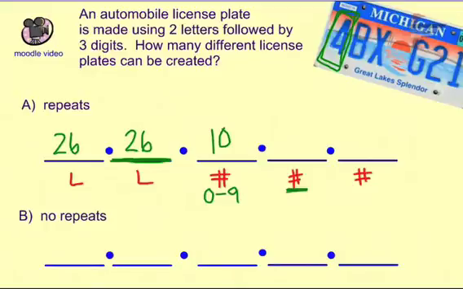And then for our fourth spot, because we can repeat whatever number we just used, we still have 10 available for that. And then for our last spot, 10 available as well. And I already threw in the multiplication. This is using our counting principle, just multiplying all your possibilities together.